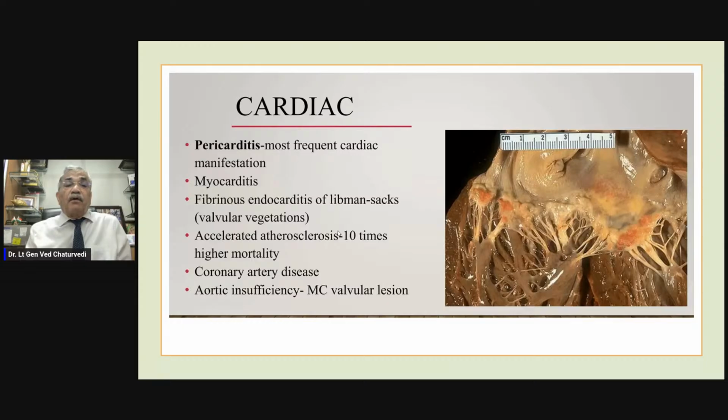Cardiac, all three layers can be involved: pericarditis, the most frequent manifestation, but it can be muscle involvement, myocarditis, or fibrous endocarditis, which is called Libman-Sacks endocarditis, very popular, and of course coronary artery disease or aortic insufficiency.